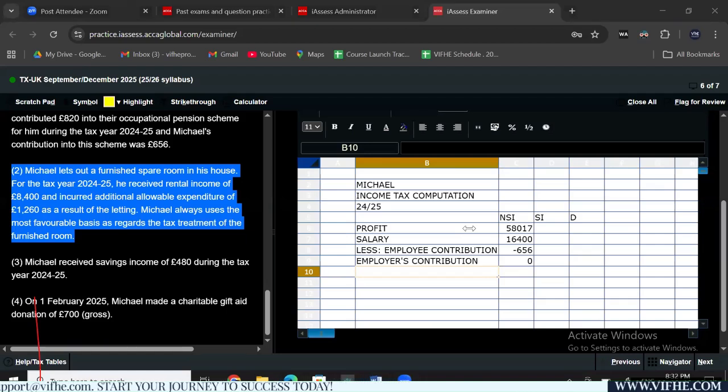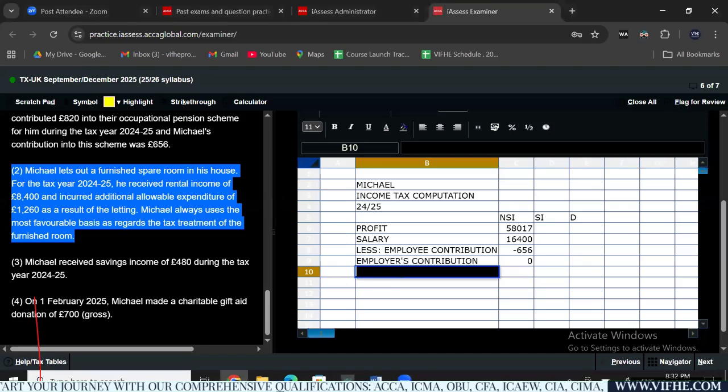Yes, rent a room relief is more favorable, because 7,500 when deducted against 8,400 would result in a lower amount of rental income, and hence tax liability shall be reduced. Instead of deducting a relatively lower amount of expenses, because that would then result in a higher value of rental income and hence an increased amount of taxes. So by applying the most favorable basis, I'm going to calculate rental income by applying rent a room relief.